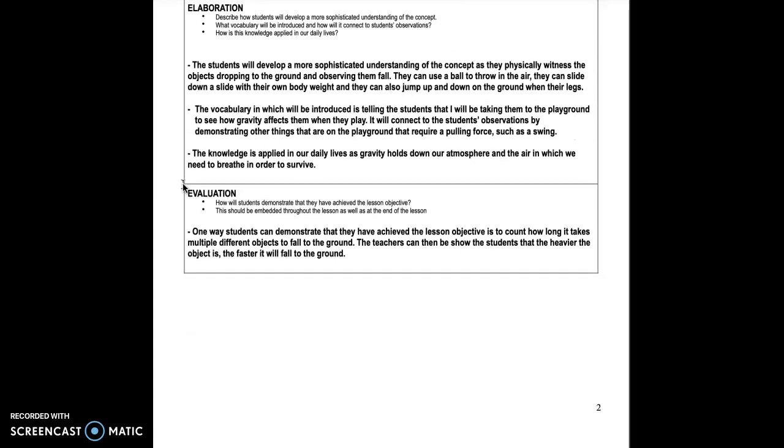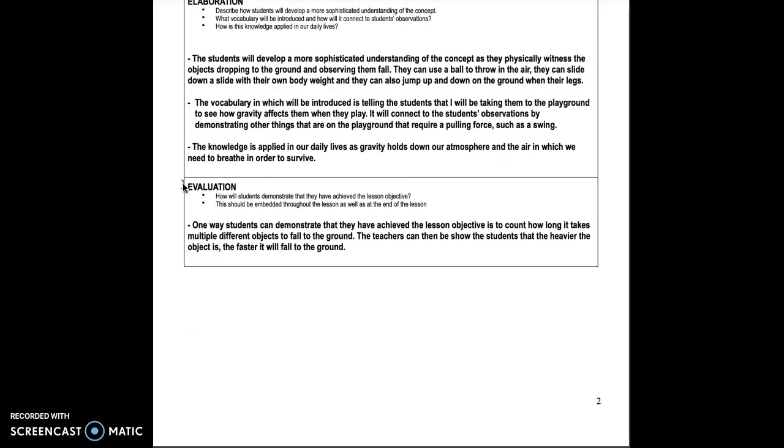Evaluation. One way students can demonstrate that they have achieved the lesson objective is to count how long it takes multiple different objects to fall to the ground. The teachers can then show the students that the heavier the object is, the faster it will fall to the ground.